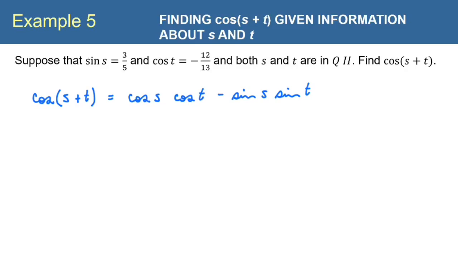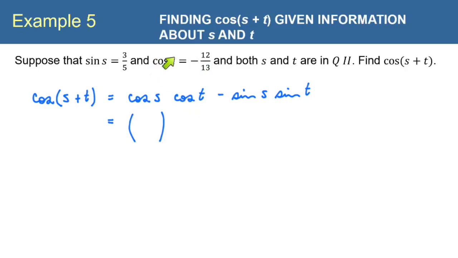So let's see what we have and what we don't have. Do we have the cosine of s? Well, if you look up here at the values we were given, we do not have the cosine of s given to us in the problem. So let's leave that blank just for a minute. Do we know the cosine of t?